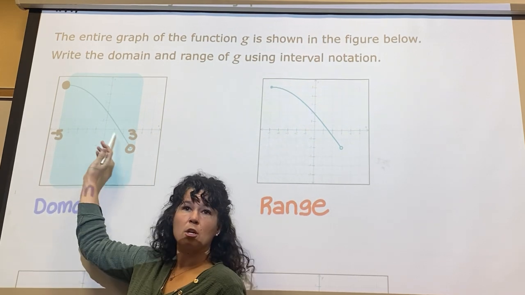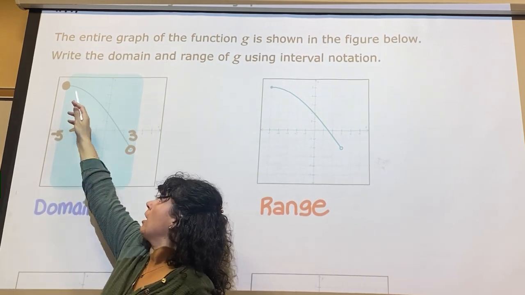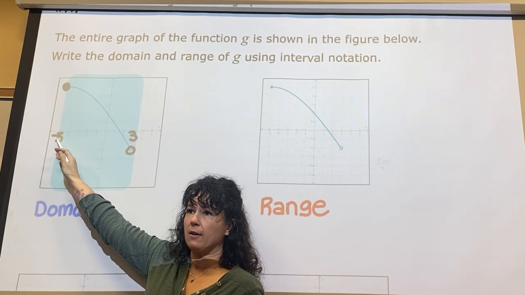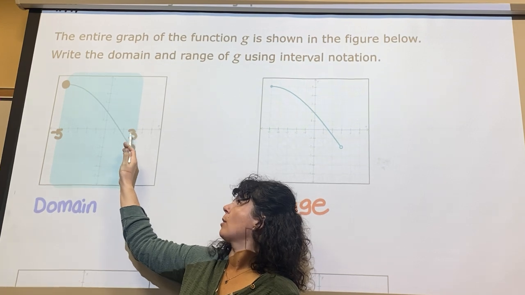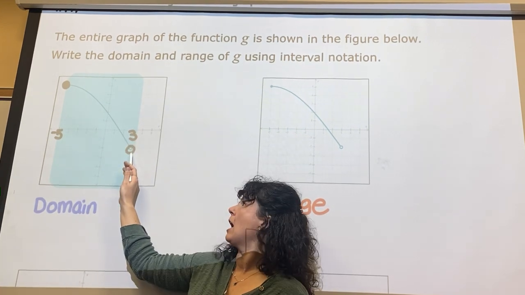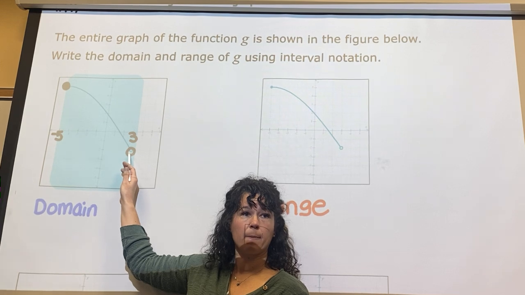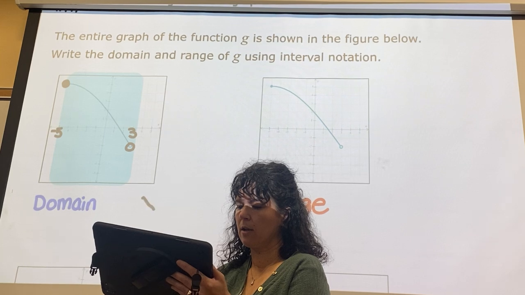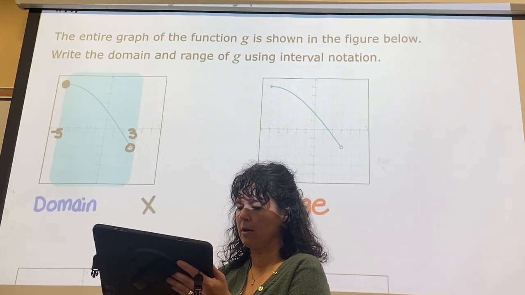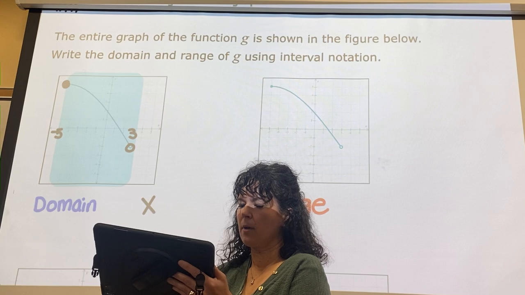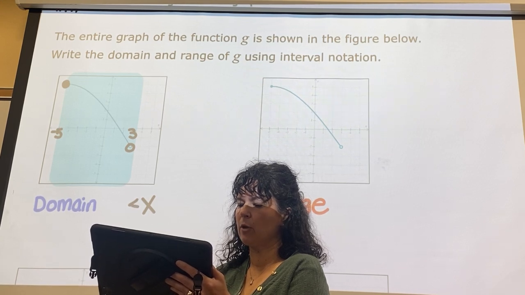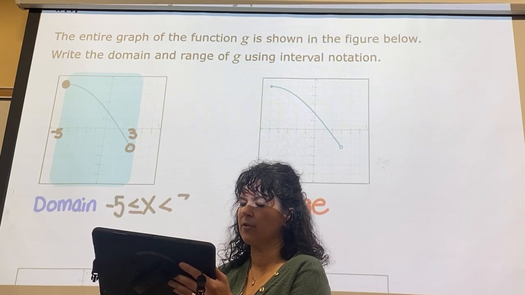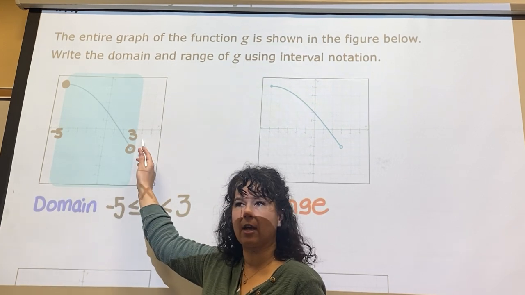So if the domain is coming off the x-axis, every point on this curve, the point the furthest to the left is -5, and the point the furthest to the right is 3, but not including 3 because it's an open dot. If we were to use our set notation, my x is sandwiched between -5 and +3. See how those are coming off the x-axis?